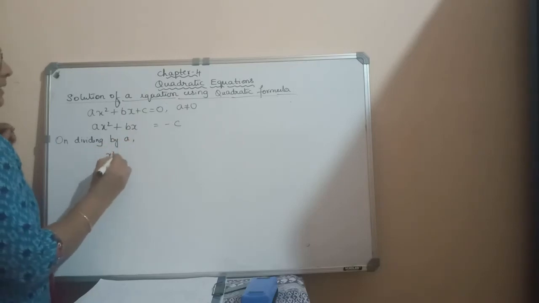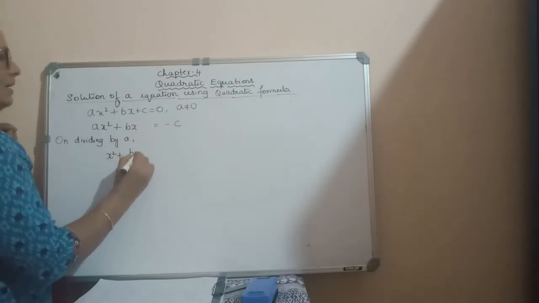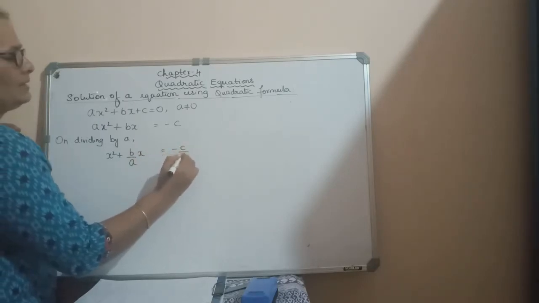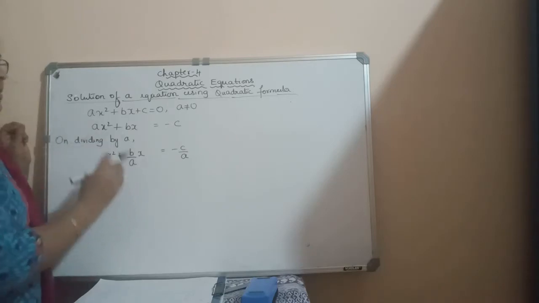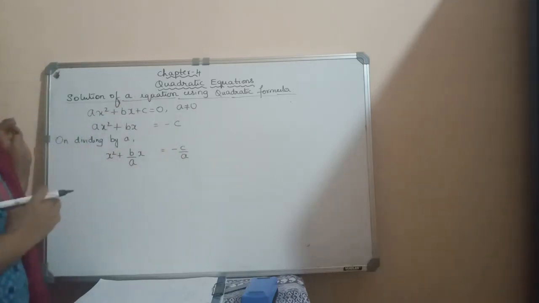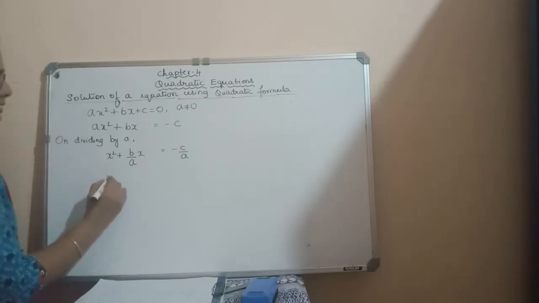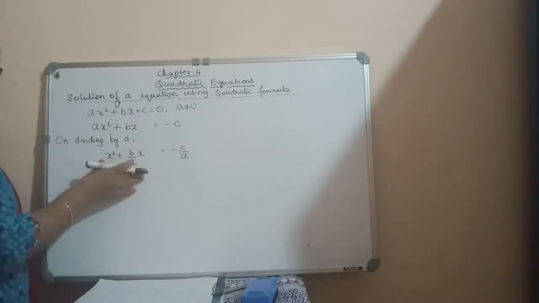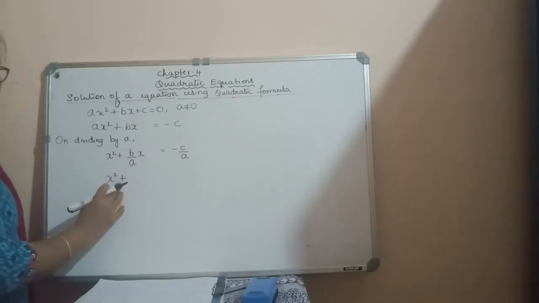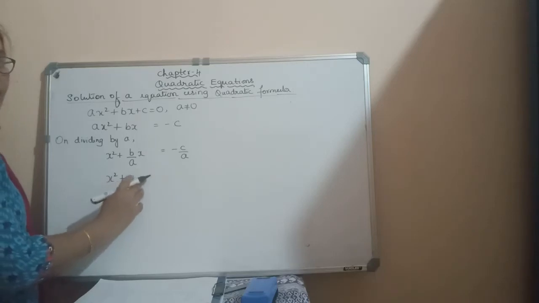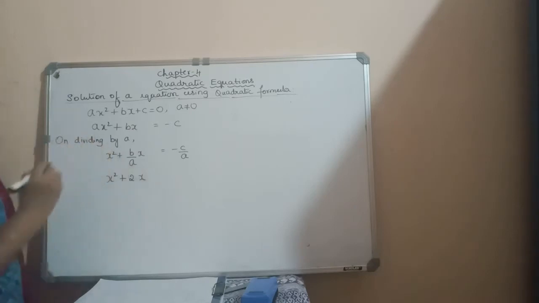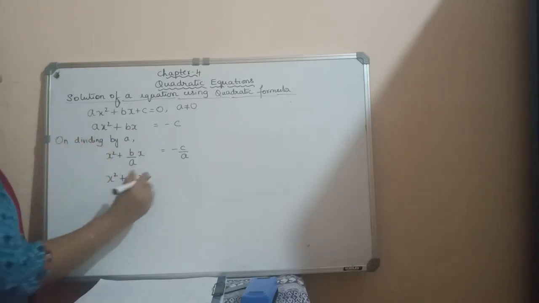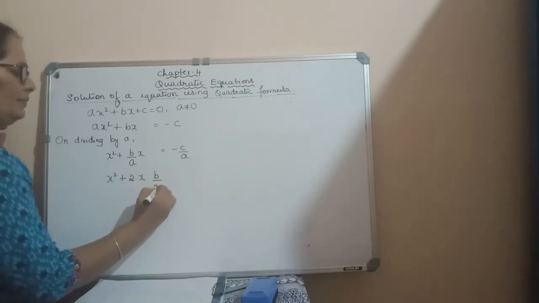On dividing by a, you will get x square plus b by a into x equals minus c by a. Now you have to add a common term on both sides of the equation. Now on the left side, it should be in the form of a plus b whole square, that is a square plus 2ab plus b square. 2 is constant, a is x here. Then what is b here? So that is b by 2a.